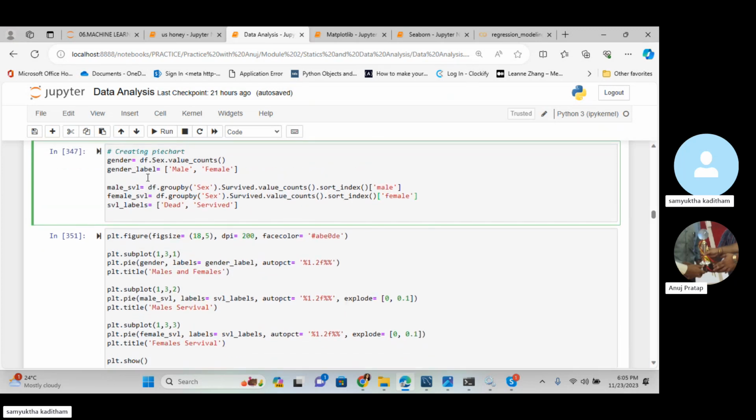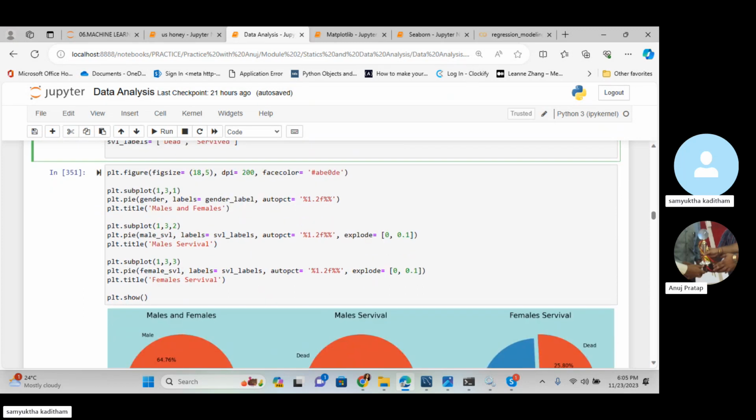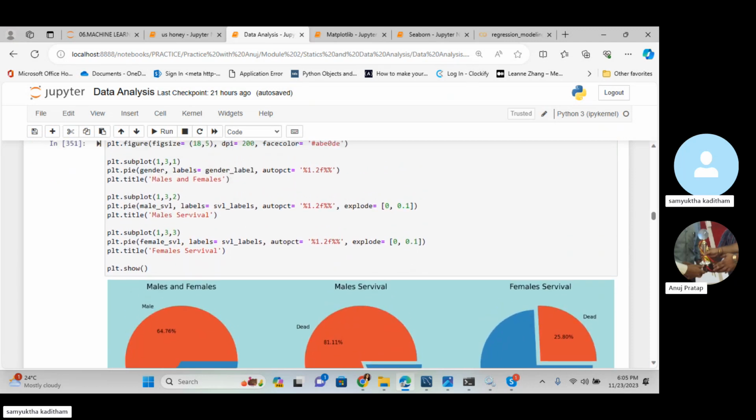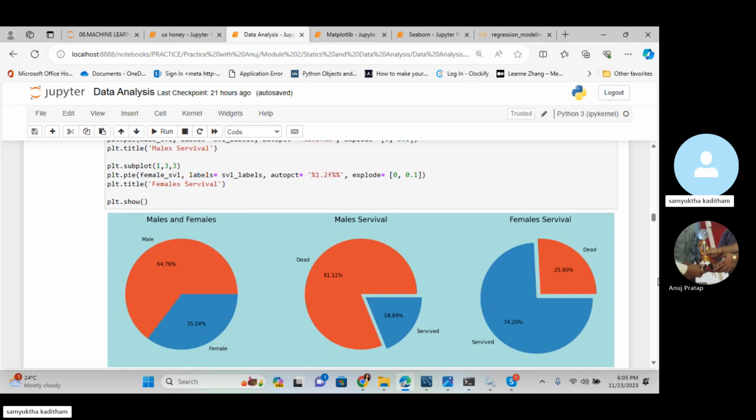So we took this data separately, or else we can also do it directly. We took three subplots. One is only male and female, how many males and how many females combined. Then in the male category, how many survived and how many did not survive. In the female category, how many survived and how many did not survive.